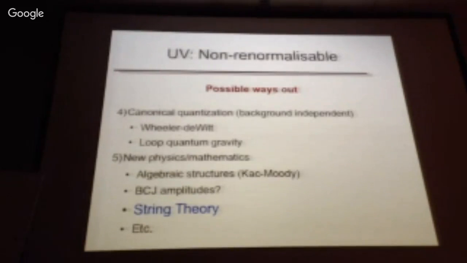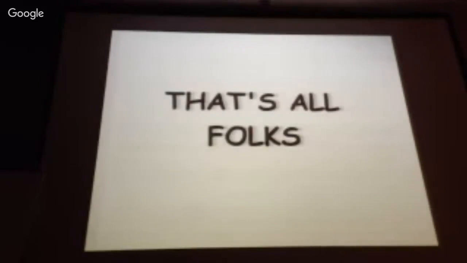Another idea is that we actually have algebraic structures. So what is really fundamental is an algebra, just a group and an algebra, and space-time is only something that comes out of that. It's not fundamental. There are these BCJ amplitudes that I also don't know anything about, but they come to adding new physics. And for this audience, I guess string theory will be another way out from these non-renormalizable properties of gravity. And with that, I'll finish.